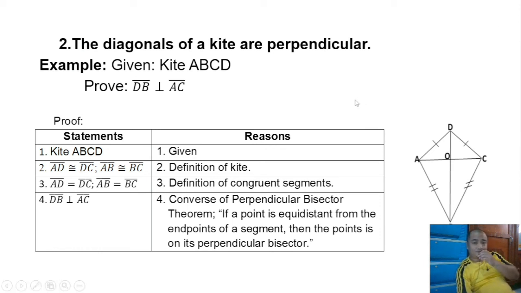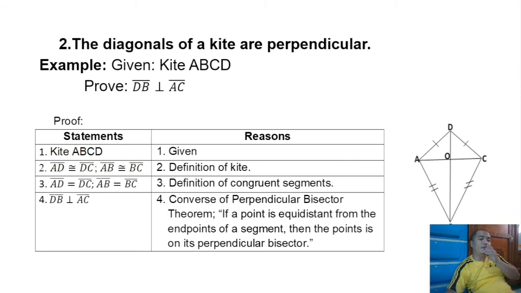Here, in kite ABCD, DB is perpendicular to AC. Okay, let's prove that. Given: kite ABCD. AD is congruent to DC, AB is congruent to BC, definition of kite. AD is equal to DC, AB is equal to BC, definition of congruent segments. DB is perpendicular to AC, converse of perpendicular bisector theorem. If a point is equidistant from the endpoints of a segment, then the point is on its perpendicular bisector.